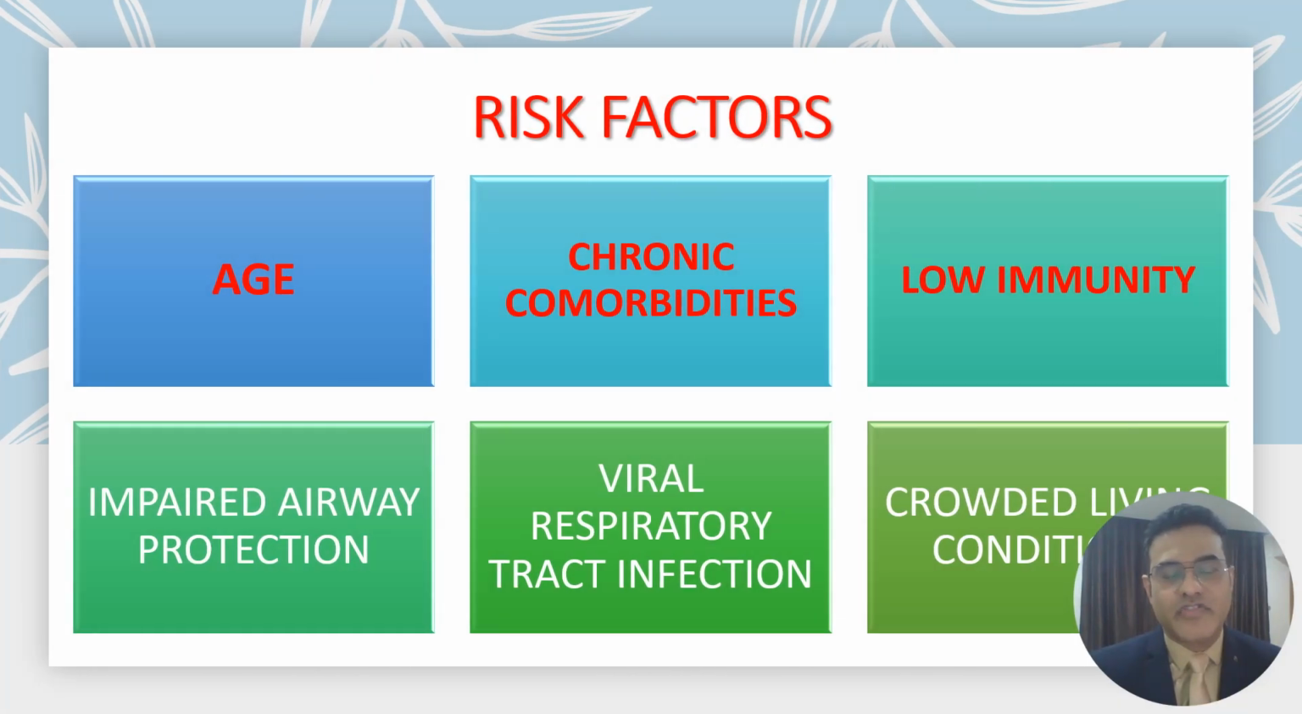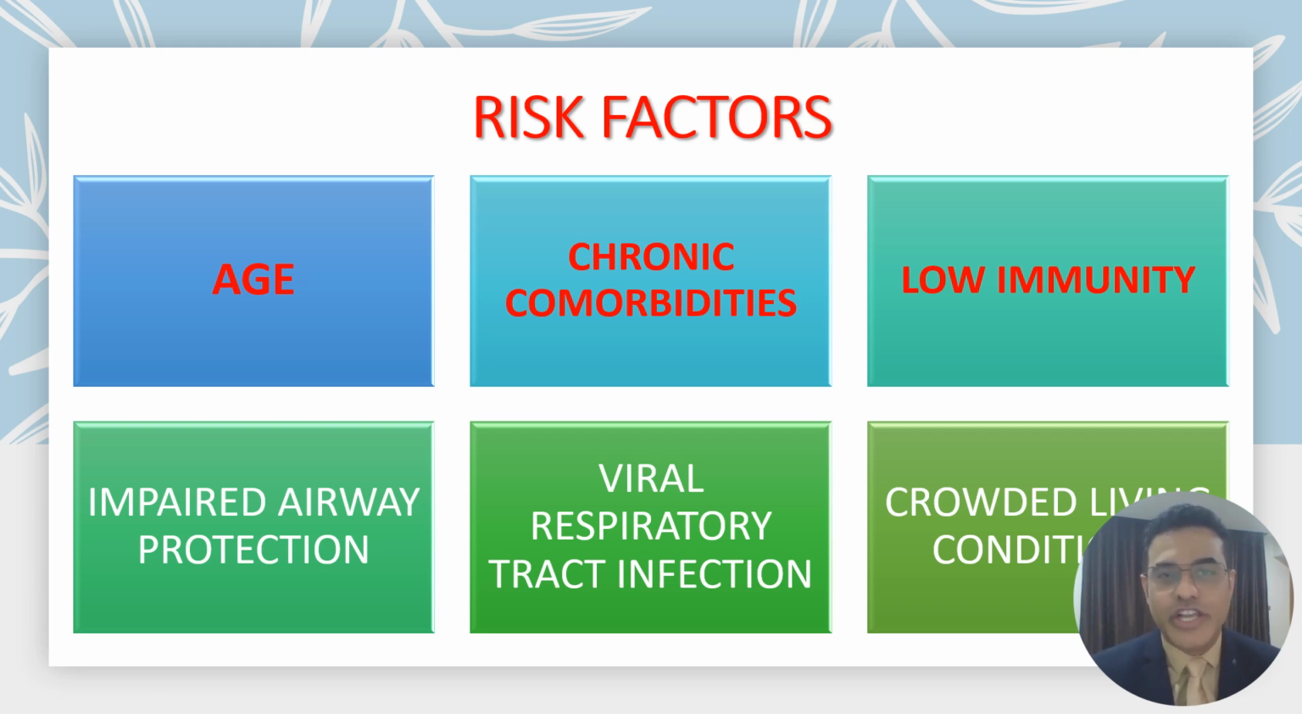And the risk factors for pneumonia are age, both extremes of age. Elderly people, 65 years and above, are more prone to get infections, more prone to get pneumonias. Whereas children less than 5, predominantly less than 2 years, are more prone to get pneumonias.